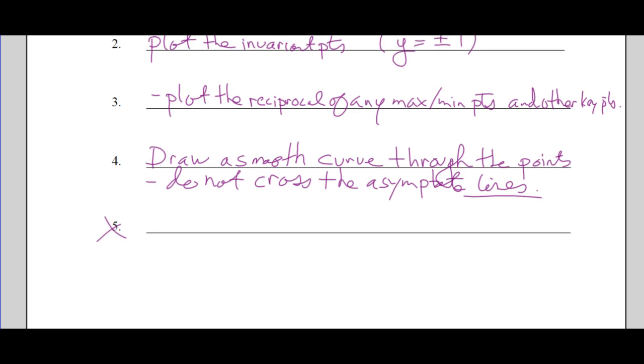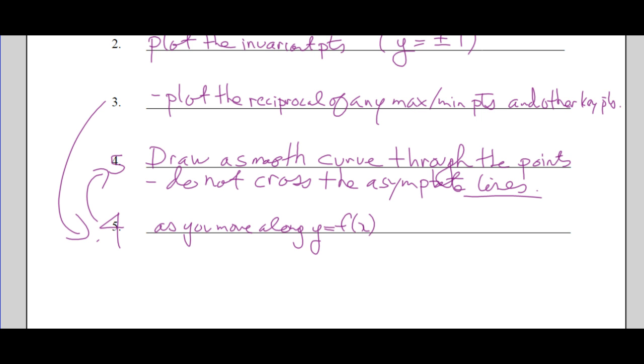Apply the reciprocal on any other key points. Actually, no, I guess we could throw in a, let's make that 5. And then 4 would be, well, okay, I'm going backwards, but you can, so 3, 4, 5. This would be, you know, as you move along the curve. So as you're moving along y equals f of x to larger values, you make smaller values.